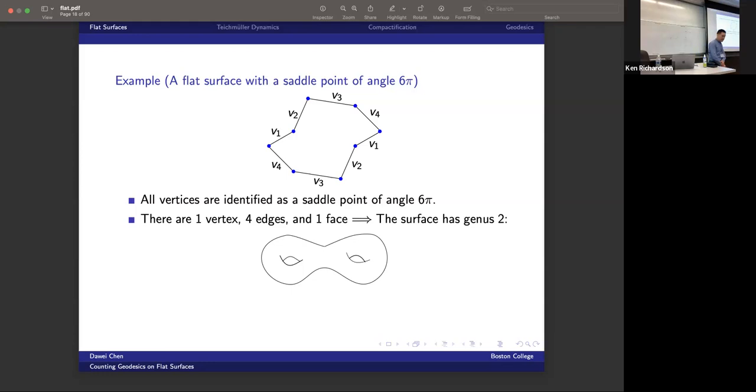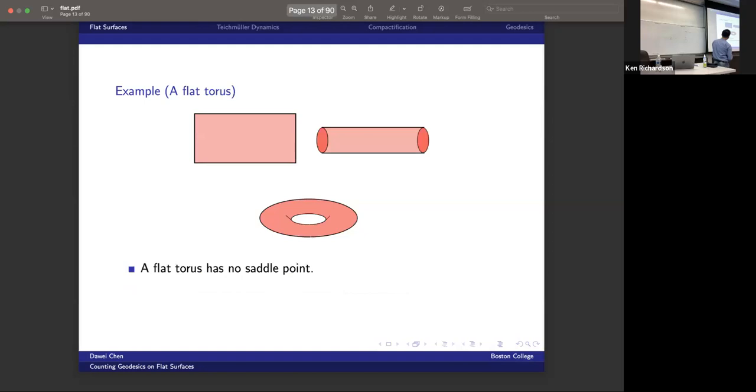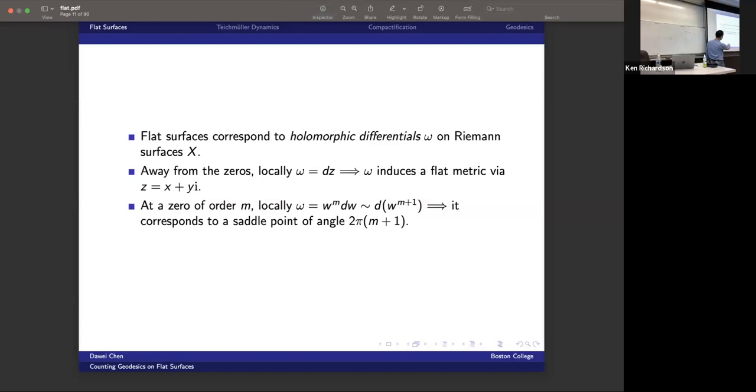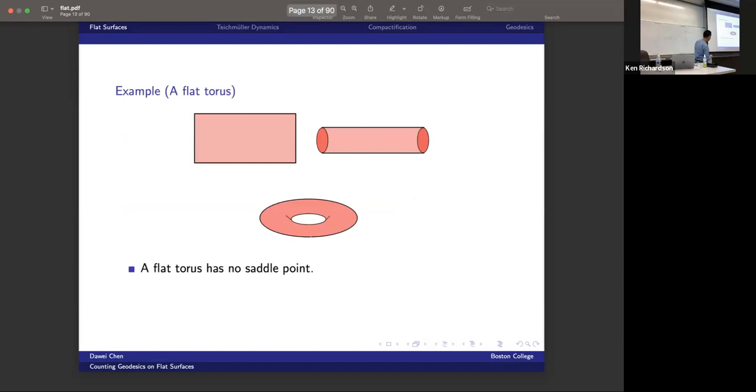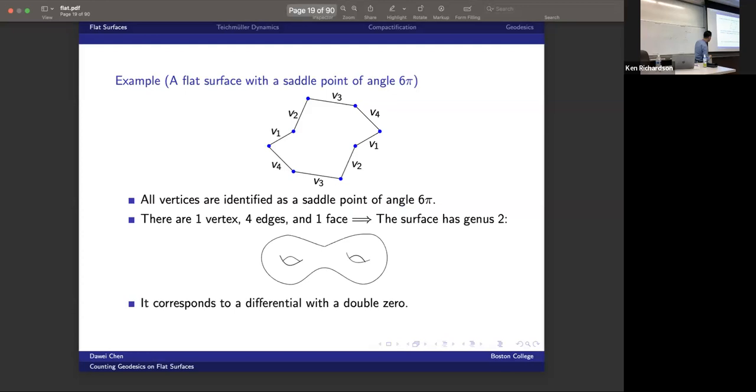Okay. So as I said, if you look at the previous correspondence, if I have an angle 6π, so here m would be 2. That means locally, my differential form corresponding to that surface looks more like w squared dw, d of w cubed. So that tells us, let's go back to this example. I have 6π for the special point. So the differential it corresponds to has a unique zero of order 2.